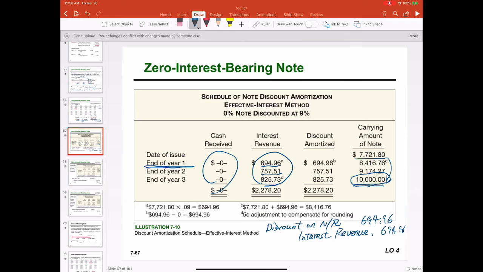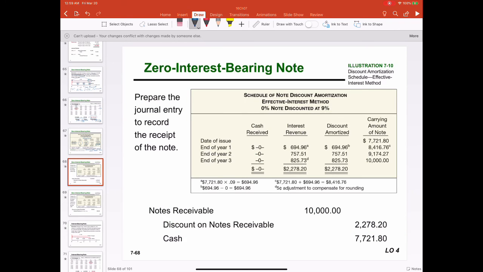Okay, so this is actually a typical example of accrual accounting. Accrual accounting focuses on the activities, not the cash flow. This is cash flow, only cash flow. So that's the first journal entry when the note is issued. Debit notes receivable, credit cash, and this is the control account of notes receivable.